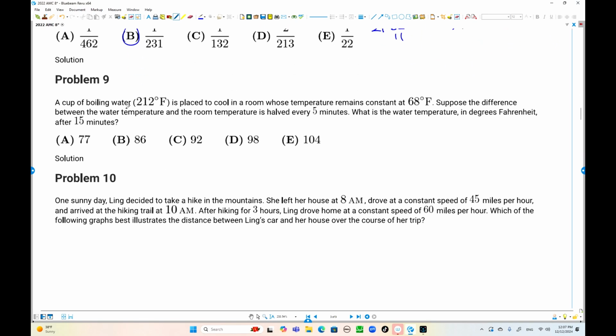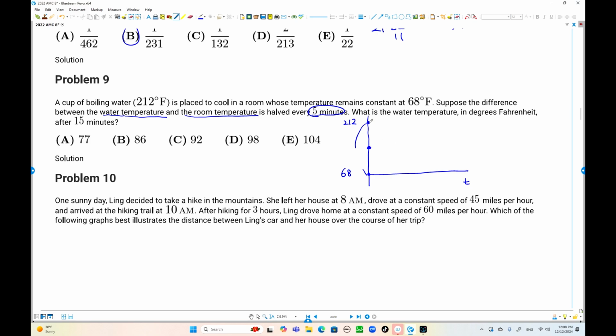All right, a cup of boiling water at 212 is placed over here. The room is at 68. Maybe you can make a graph with respect to time. So every 5 minutes, the temperature difference between the water temperature and the room temperature is half. Every 5 minutes, this difference is half of the previous.